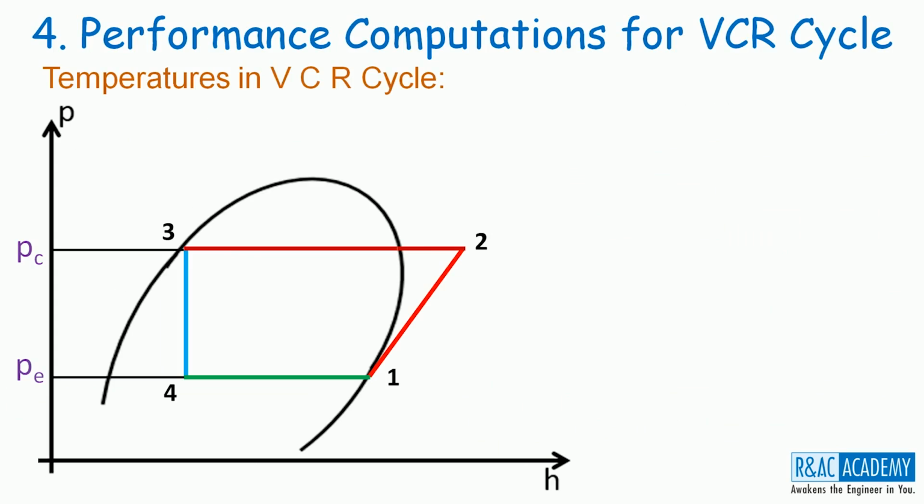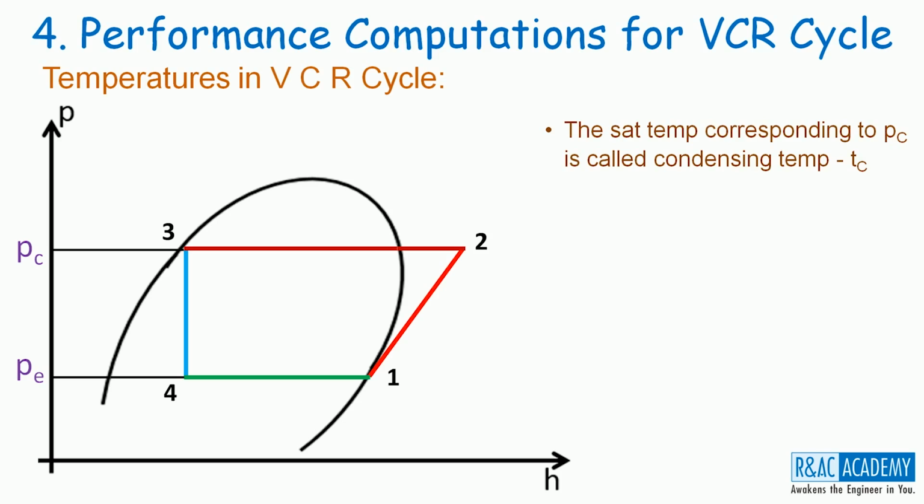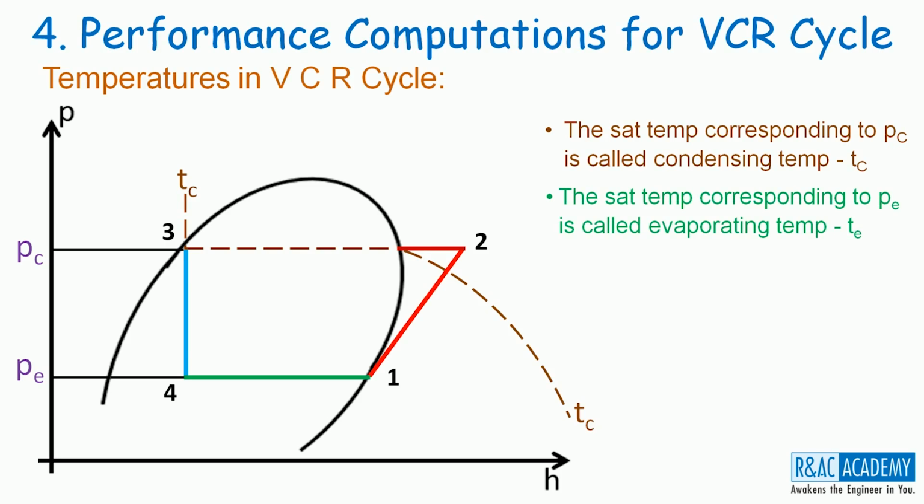Temperatures in VCR cycle. In VCR cycle, you need to know about three temperatures. First one is saturation temperature corresponding to PC, that is condensing pressure, is called condensing temperature TC, and the constant TC line on pH diagram looks like this. The second one is the saturation temperature corresponding to PE, called evaporating temperature TE, and the constant TE line looks like this on pH diagram.